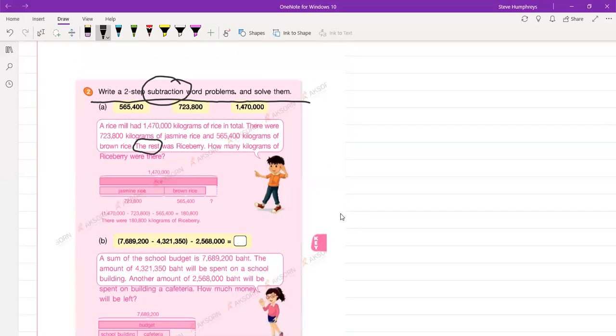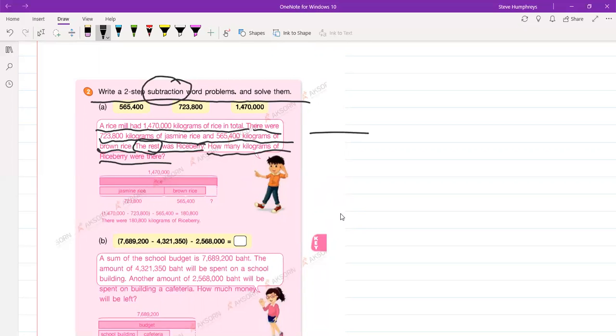Rice berry, how many kilos? A rice mill had 1,470,000 kilograms of rice in total. There were 723,800 kilograms of jasmine rice, 565,400 kilograms of brown rice. The rest was rice berry. Question: how many kilograms of rice berry were there? It's going to be subtraction, okay?